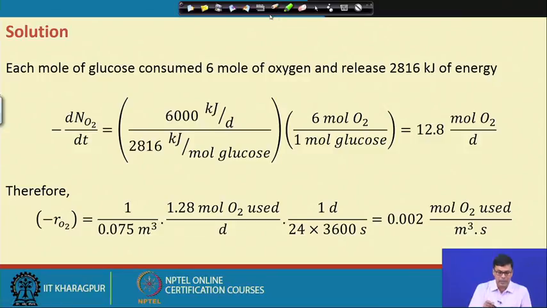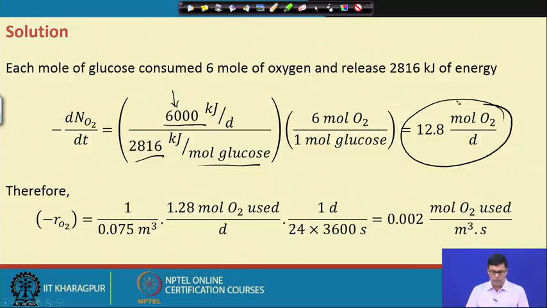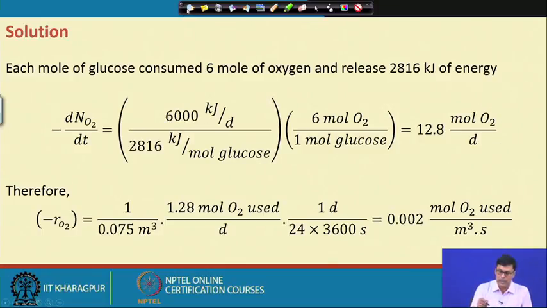Then, I told you that the person consumes 6000 kJ per day of energy, and this is the heat content of glucose. If we divide by that, we can find out how much glucose is required for this energy. Then we multiply by 6, because 6 moles of oxygen are required for the consumption of 1 mole of glucose. So we get how many moles of oxygen are required per day. Now, what is the unit here? Moles of oxygen used per cubic meter per day, am I right?